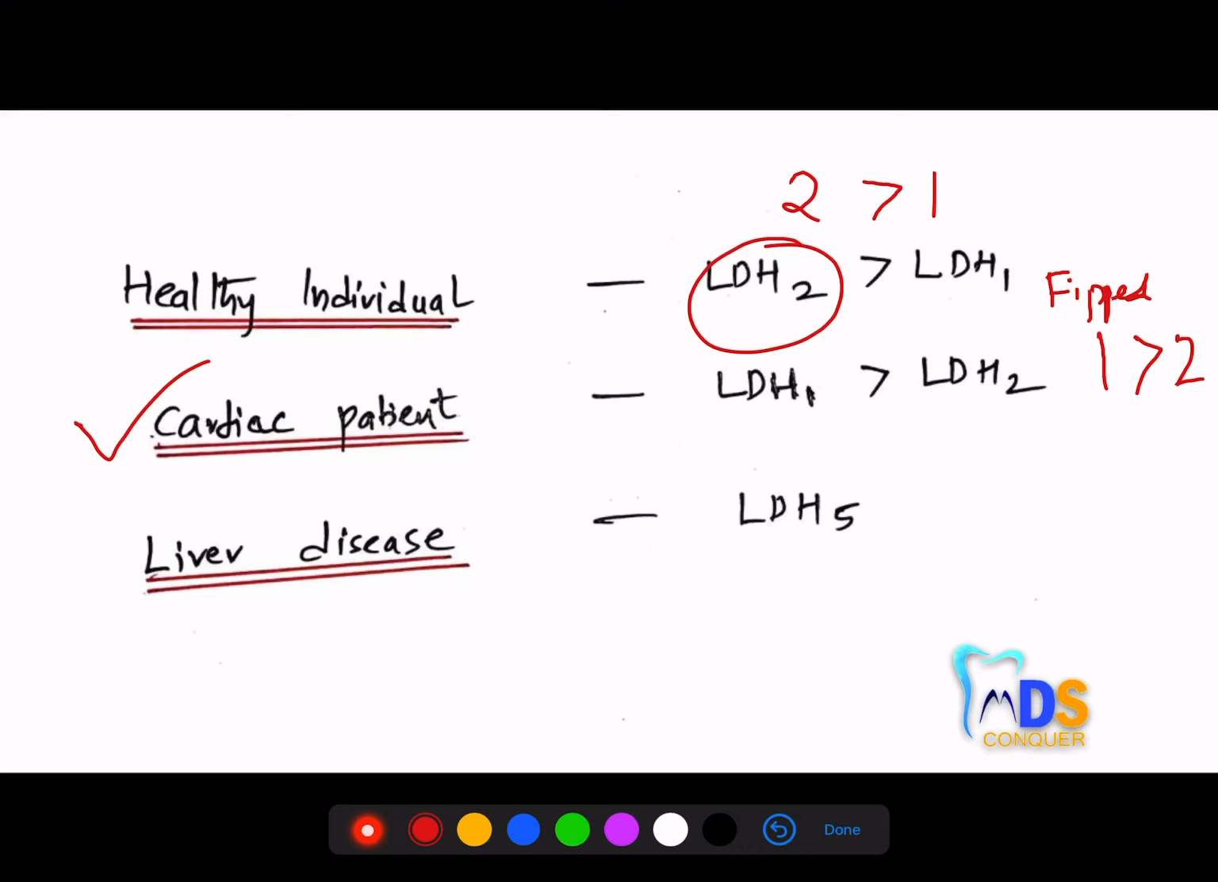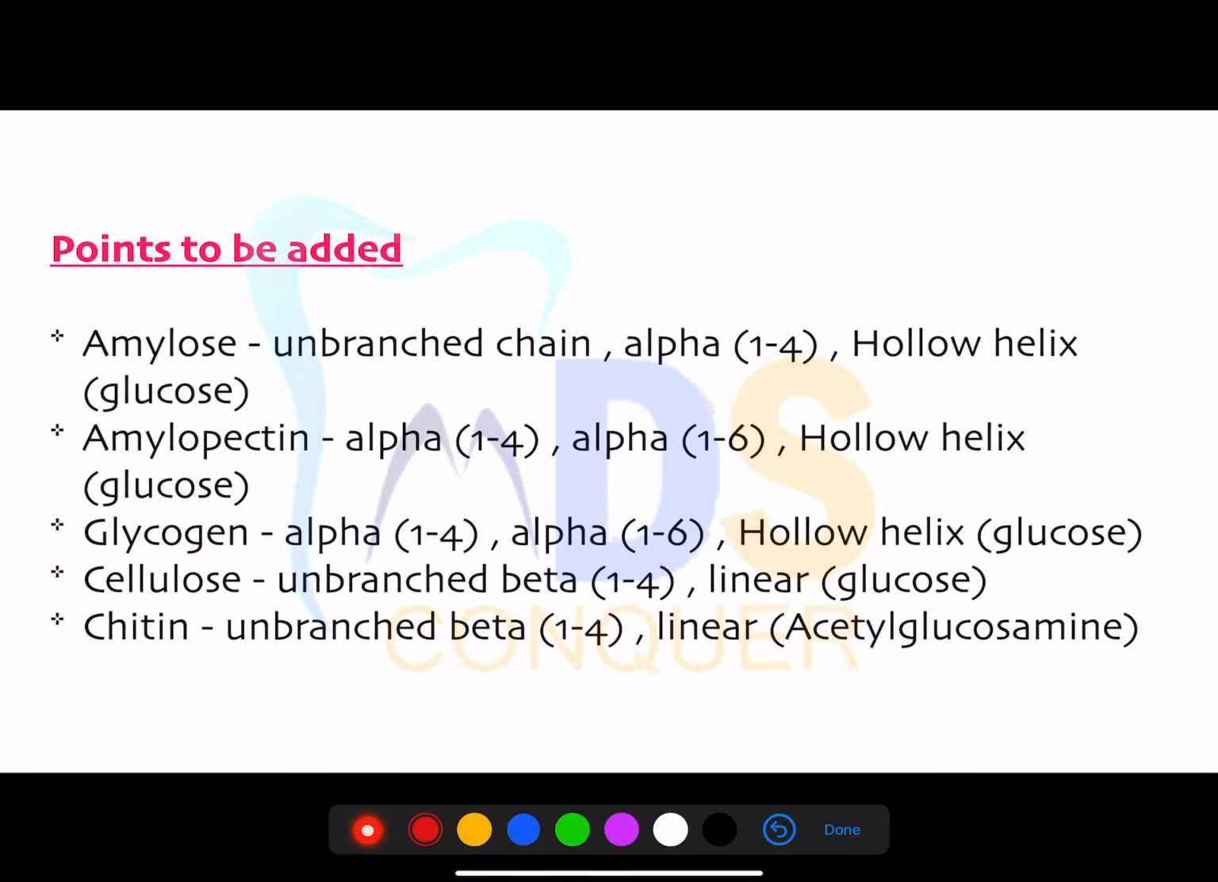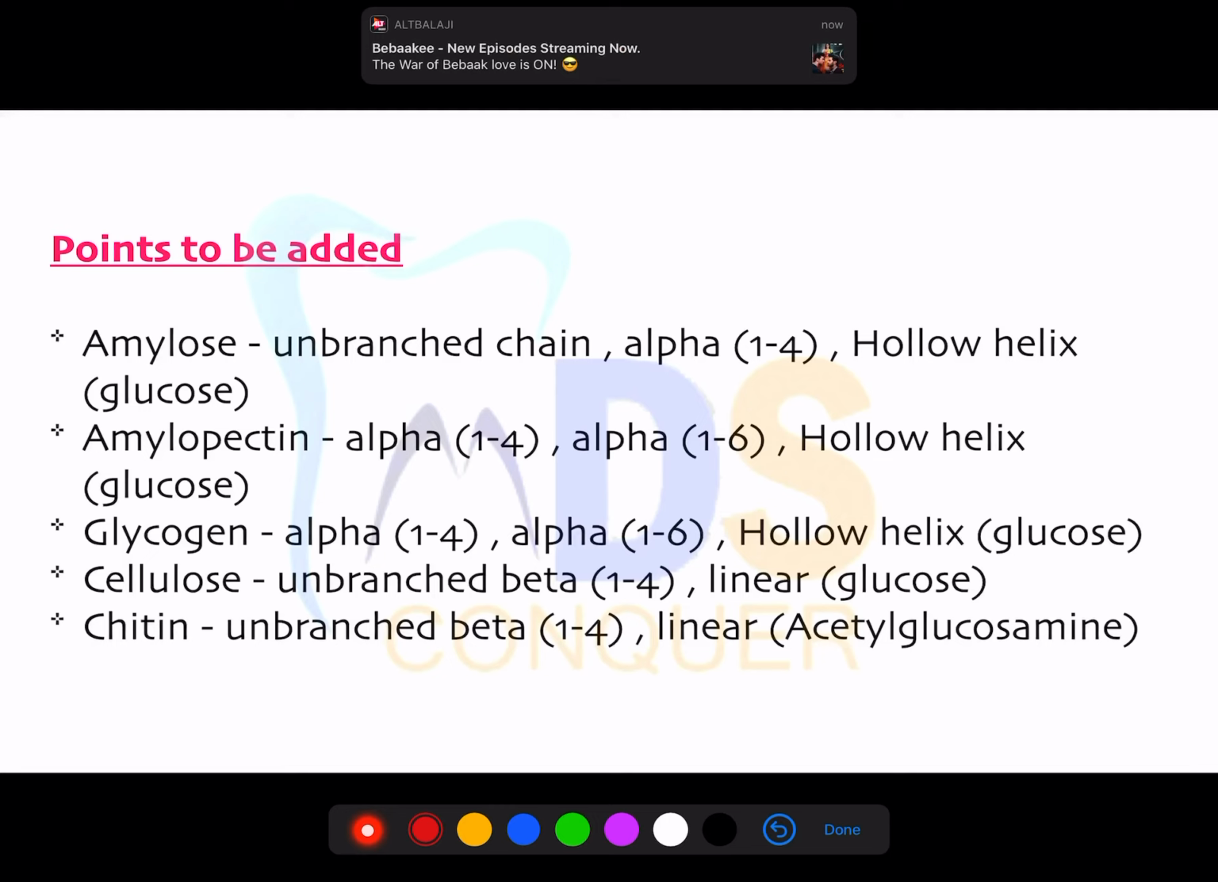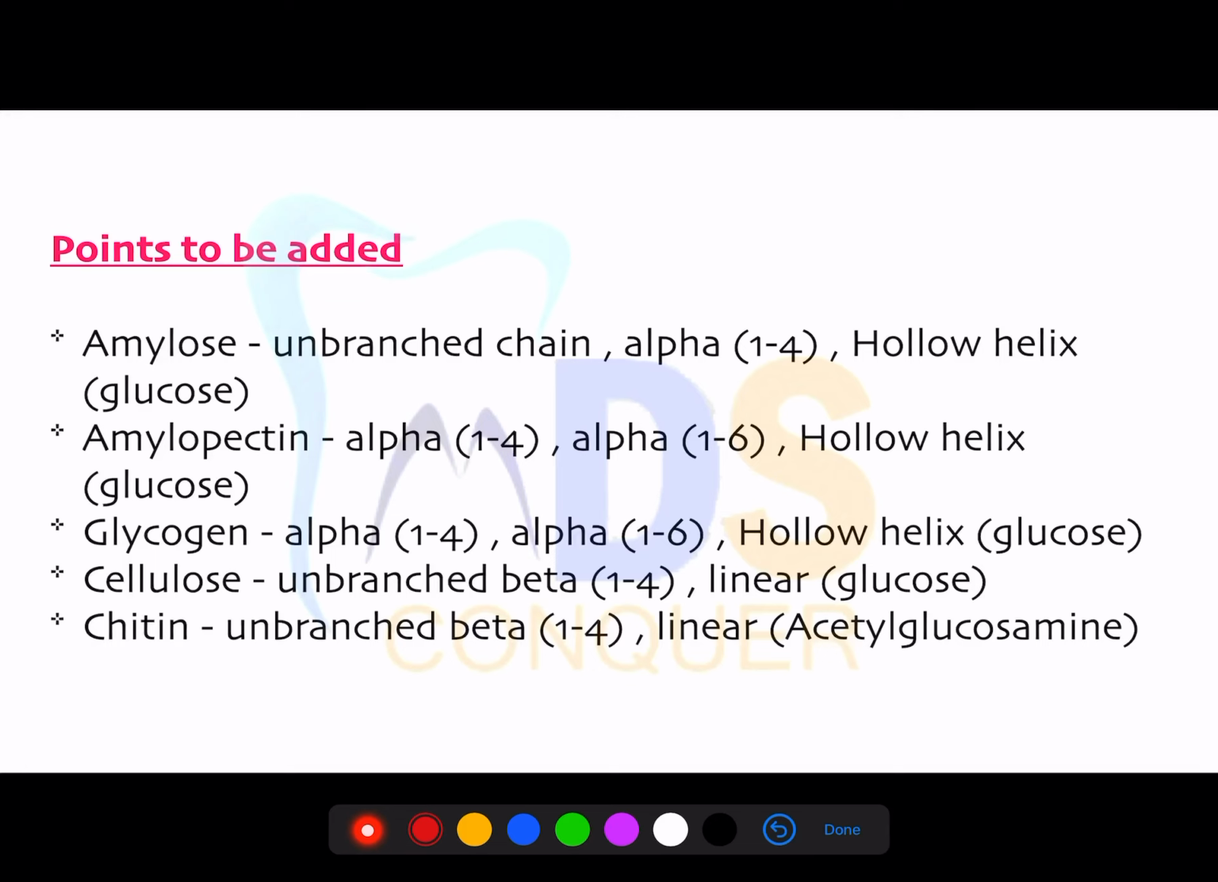Whenever the 2 is drifted and 1 is more, then it's called flipping. And in the case of liver diseases, you will have LDH5 as the predominant one. And these branchings are important, okay, which are completely memory based. I hope most of this stuff is covered in your PP books. Just go with this. So what is the branching and everything.